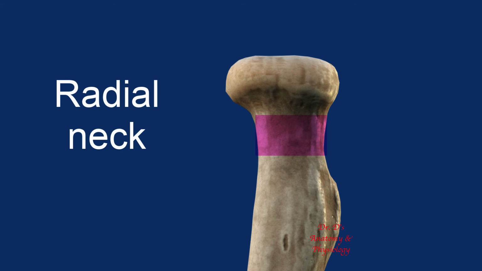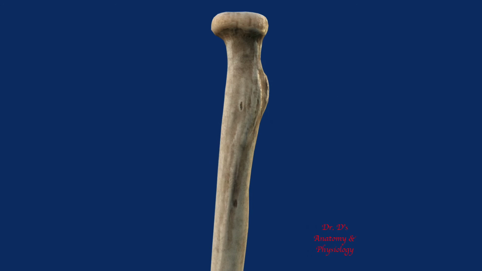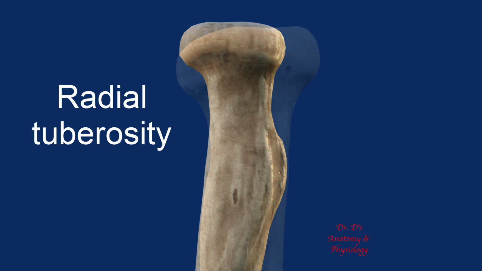On the anterior-medial surface, below the neck, there is a raised rough region where the tendon of the biceps brachii muscle attaches, called the radial tuberosity. Here is a medial view of the same region, and you can see the rough surface where the fibers of the tendon anchor the muscle.